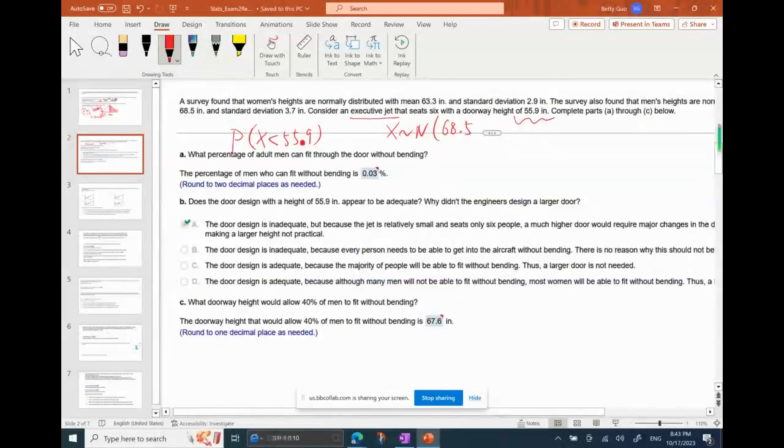68.5. Sigma 3.7. Okay, all right. So that's a simple normal CDF application.